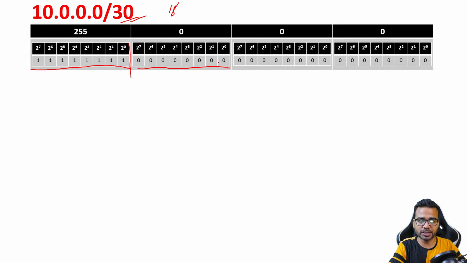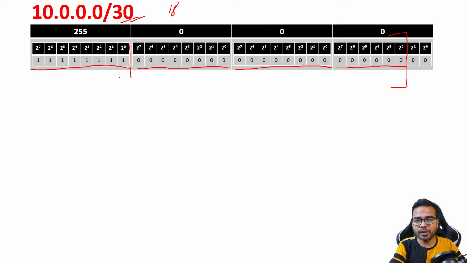So we need more bits. For example, let's borrow all the 8 bits here also. That is becoming 24. Still we need 6 more bits. So let's borrow more bits from this last octet, that is 25, 26, 27, 28, 29, 30. So we have to borrow all these bits from the host part. Now if we borrow from the host, whatever bits you are able to see here are going to convert into network bits. Got it? They are going to convert into network bits.